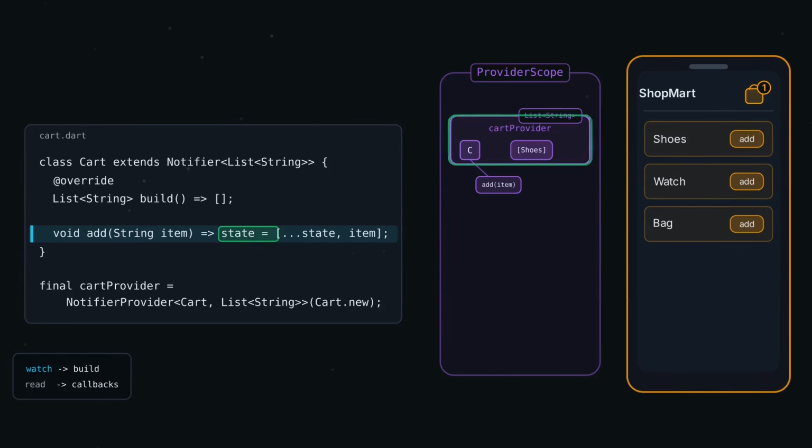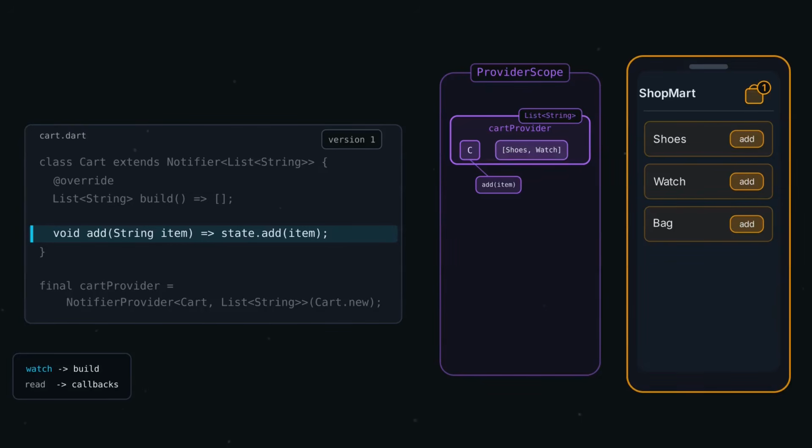Riverpod notifies when you assign state. State.add would change the inside of the old list. No assignment happens, so nobody is ever told. And I want you to see that failure, because you will meet it. Here is the wrong version running. I tap add. The real list down here now has 2 items, and the screen still says 1. The data changed, the interface never heard. No error, no warning, just a screen that is quietly wrong.